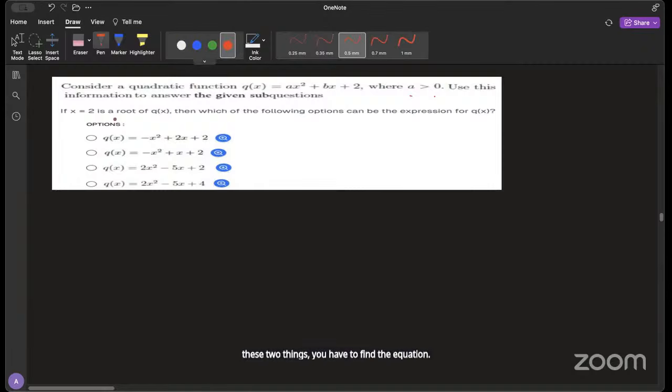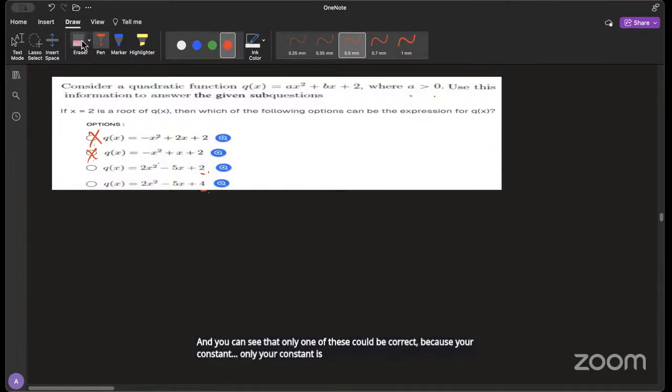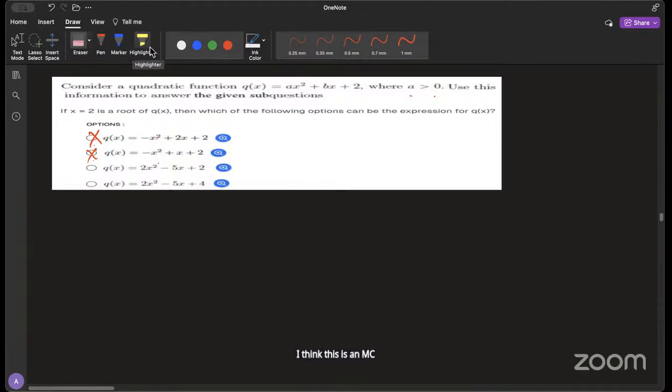So this is automatically incorrect because it says a is greater than 0. And this is also incorrect because in both these cases, a is negative. Then we're left with these two options. And you can see that only one of these could be correct because only your constant is varying. That means it's an MCQ type question. Second is, put in values.